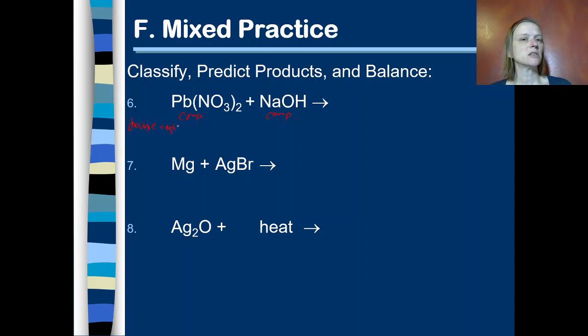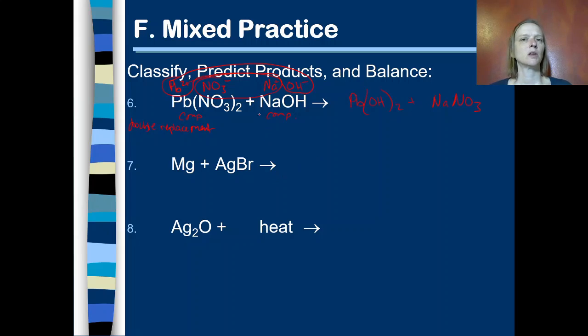It is important to think about what type of reaction it is before you try predicting the products, because the type of reaction determines what products you have. Because this is a double replacement, my cations are going to switch places. This is lead 2 nitrate with sodium and hydroxide. So my positive is going to find a new partner. We'll pair up with this negative. These guys pair up. So I'm left with lead 2 hydroxide and sodium nitrate.